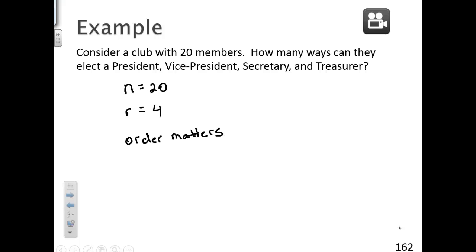So what we need to do here is we're going to use our calculator. You don't have to work these by hand. On the calculator, you're going to enter the 20 and then P and then the 4. And you'll get 116,280. Let's go to the calculator and enter that.